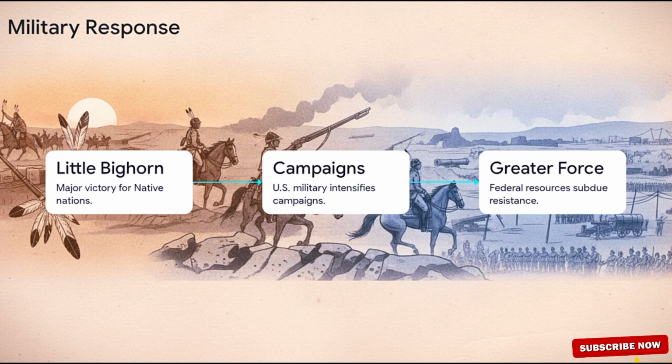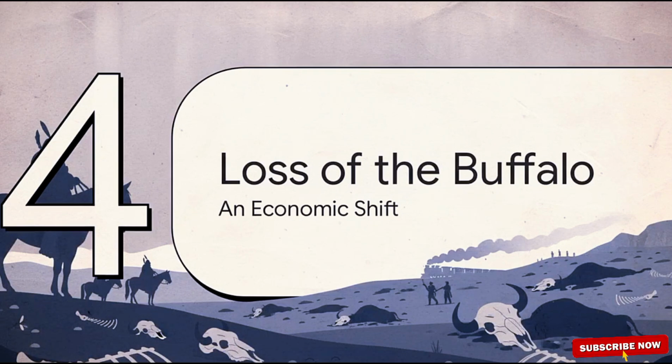By Step 3, the federal government had committed overwhelmingly greater resources, troops, supplies, infrastructure, with the explicit goal of completely subduing any remaining Native resistance across the entire region. The sheer scale of U.S. military power made long-term armed resistance incredibly difficult. Alongside the military campaigns, another devastating shift was happening. This is Section 4, Loss of the Buffalo.